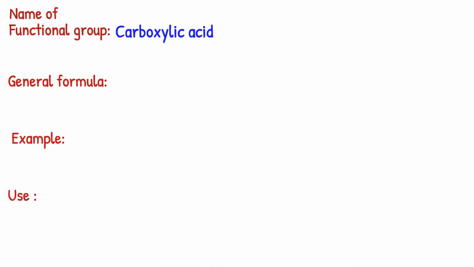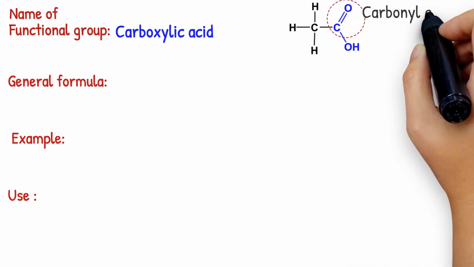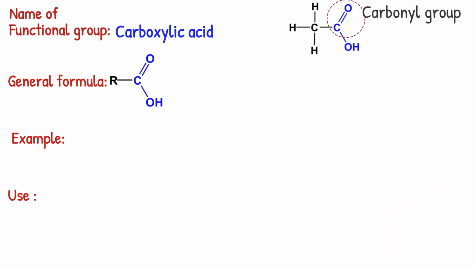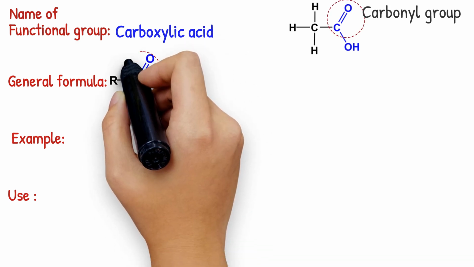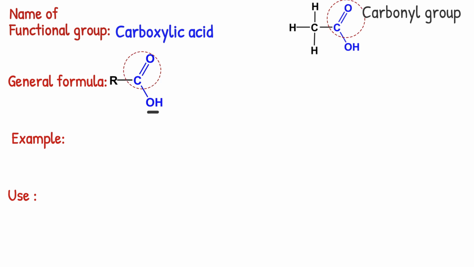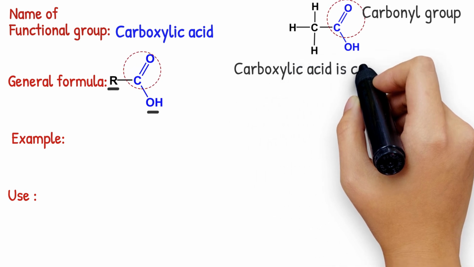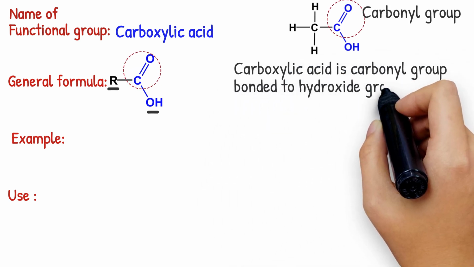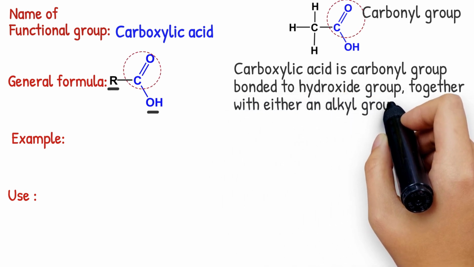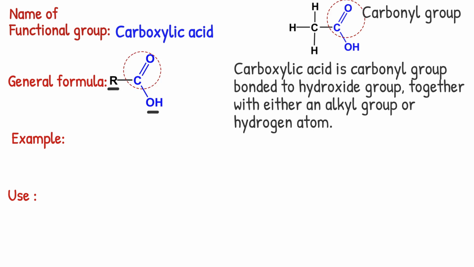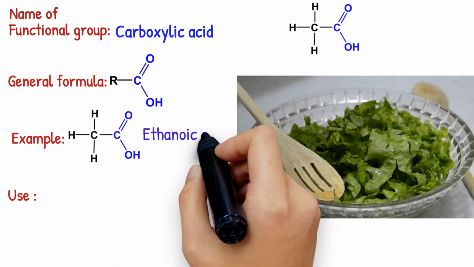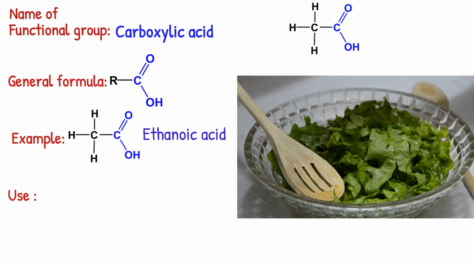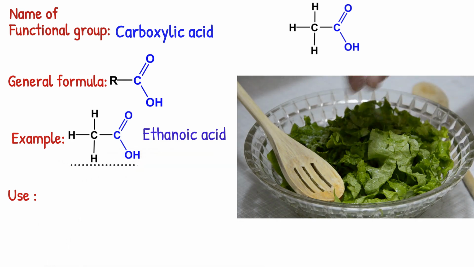Carboxylic acid functional group. Consider the following example. This is a carboxylic acid. This part is called the carbonyl group. The general formula of carboxylic acid is carbonyl group bonded to hydroxide group, together with either an alkyl group or hydrogen atom. Example of carboxylic acid: ethanoic acid. The chemical formula of ethanoic acid is this one.